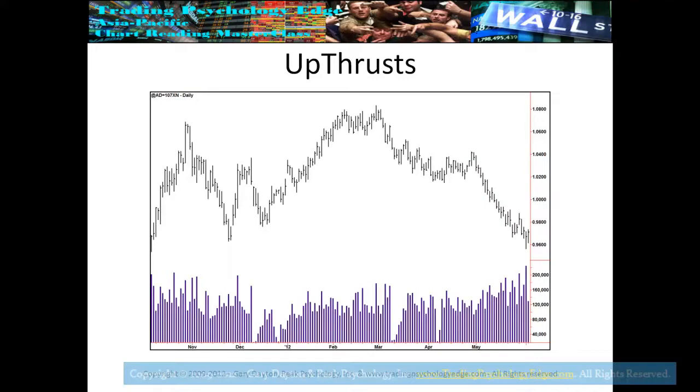So let's just see what you guys can see. Where are there upthrusts here on this daily chart of the Aussie dollar? March. Yep. There's one here in March. That's right. There's one in December. Yeah, good.